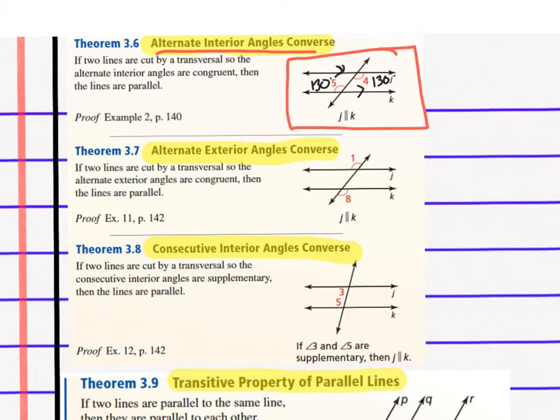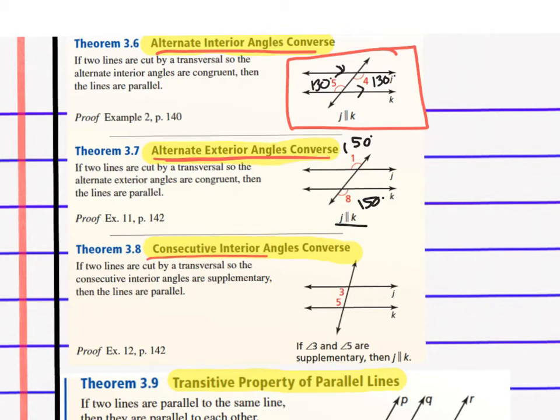Theorem 3.7, that's the alternate exterior angles. So again, I would write the name alternate. You can abbreviate alternate and exterior angles. So if you're getting that angle 1 is, let's just say 150, and that angle 8 is 150, you can conclude that line J and K are parallel.